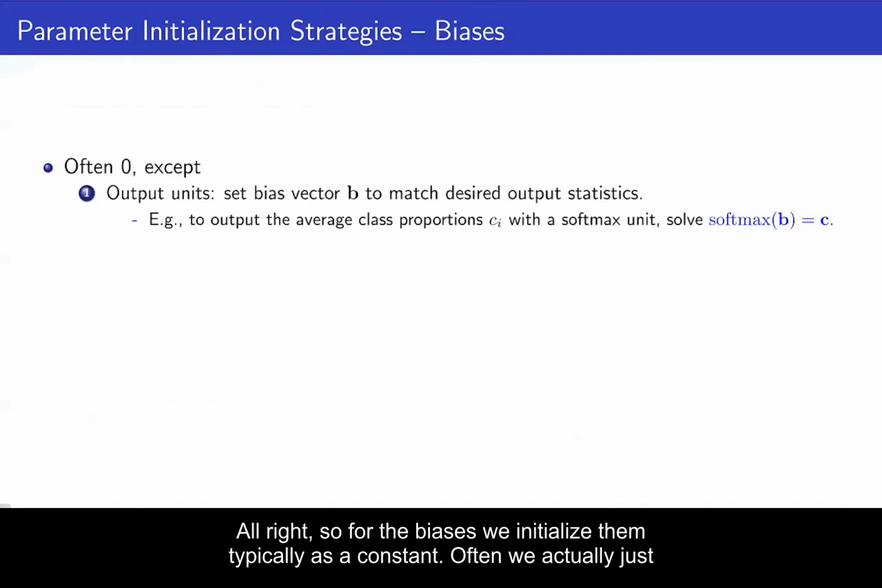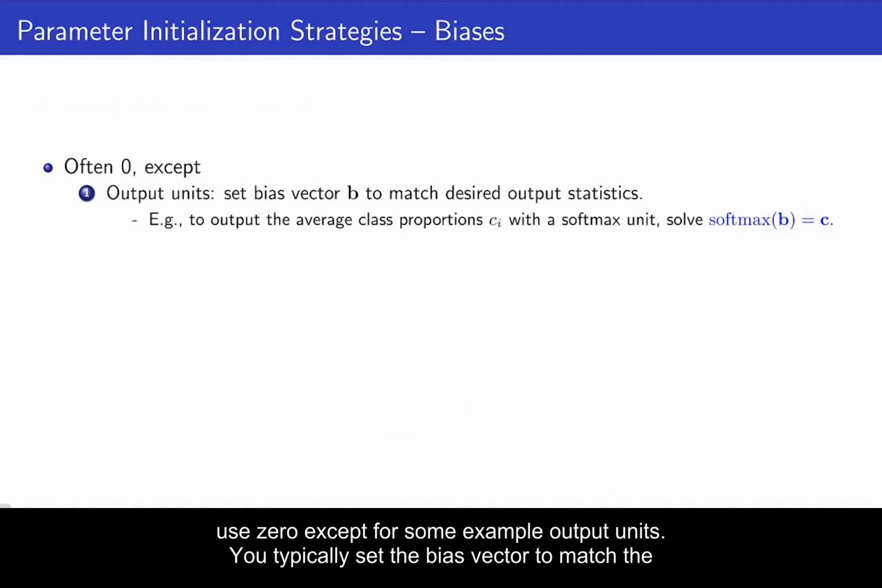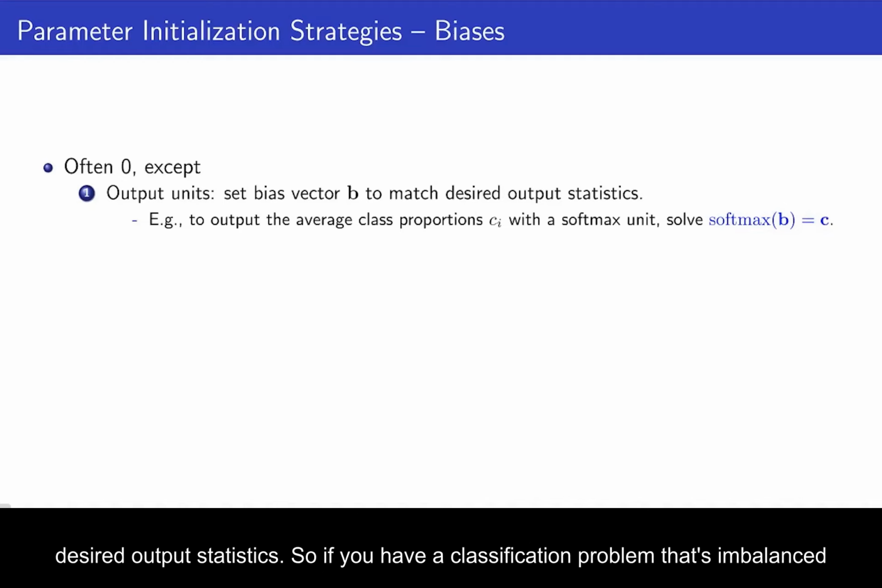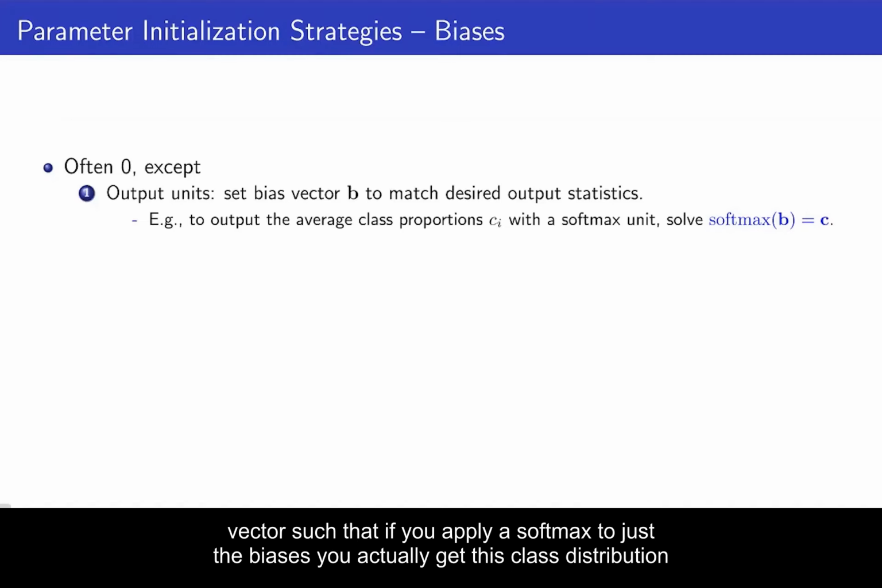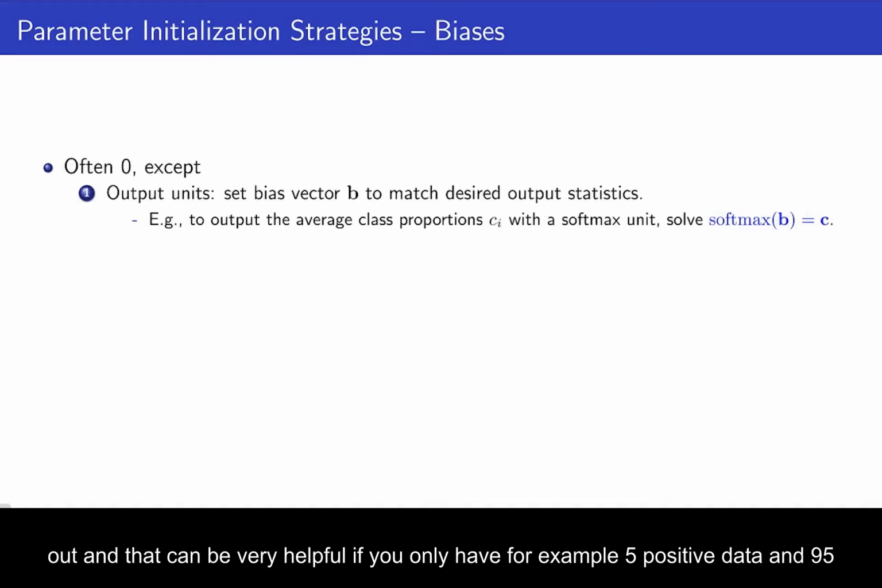All right, so for the biases, we initialize them typically as a constant. Often we actually just use 0, except for some example output units. You typically set the bias vector to match the desired output statistics. So if you have a classification problem that's imbalanced and you have class proportions C sub i for each class i, then you would actually set the bias vector such that if you apply a softmax to just the biases, you actually get this class distribution out.